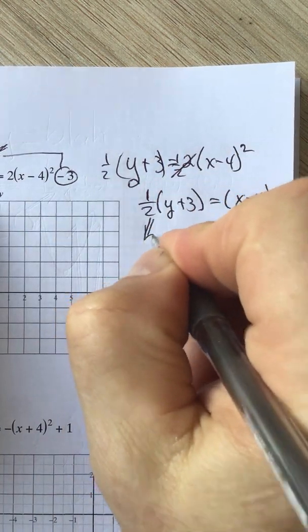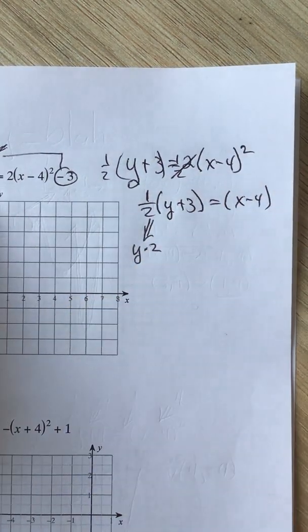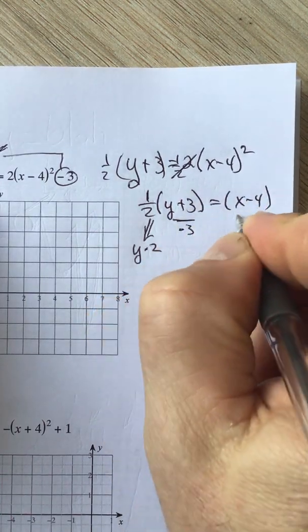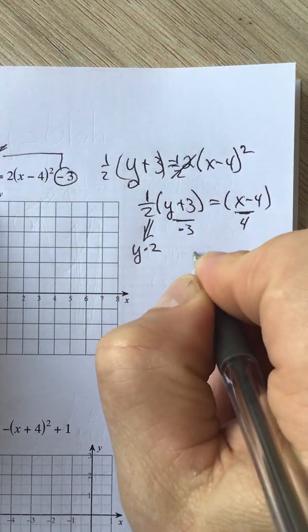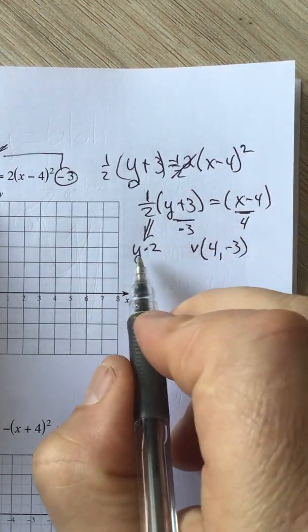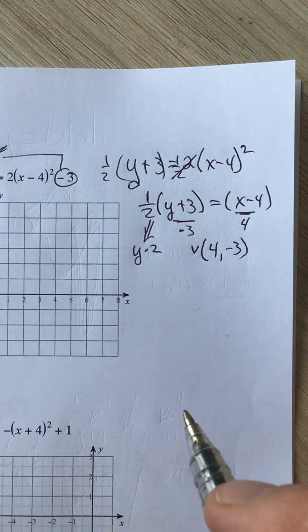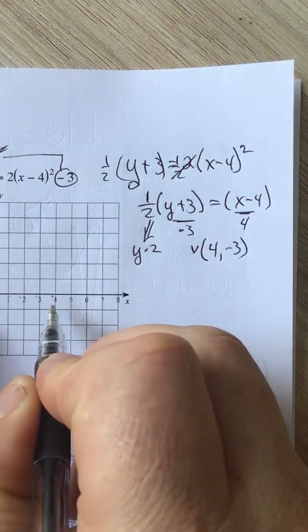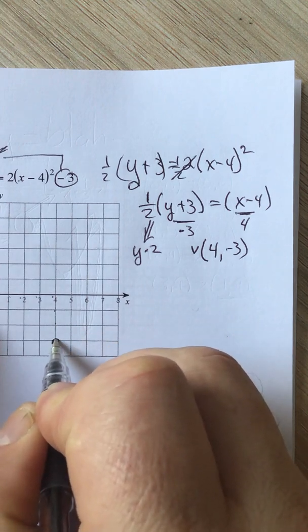Okay, that 1/2 means the y's are going to get doubled. This is for the vertex. That means the y part is at -3 and the x part is at +4. So the vertex is at (4, -3), and then the heights are getting doubled. Okay, 1, 2, 3, 4, 1, 2, 3. So right there's the vertex.